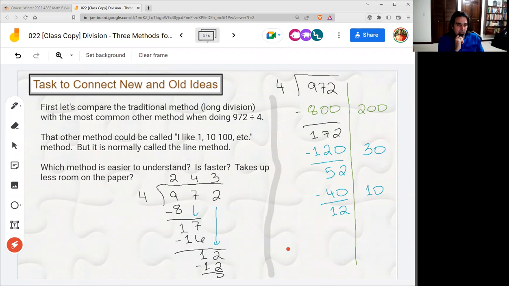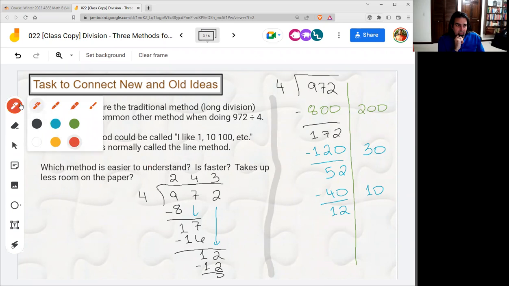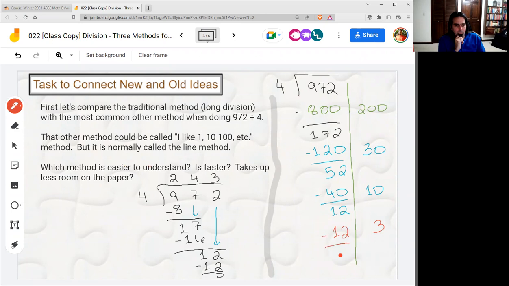And then now I'm down to ones because I can't fit 10 fours in 12. But I could fit 3 fours in 12. 3 fours is 12. At the end, I add all of these up and I get 200, 230, 240, 243, and that's my answer.